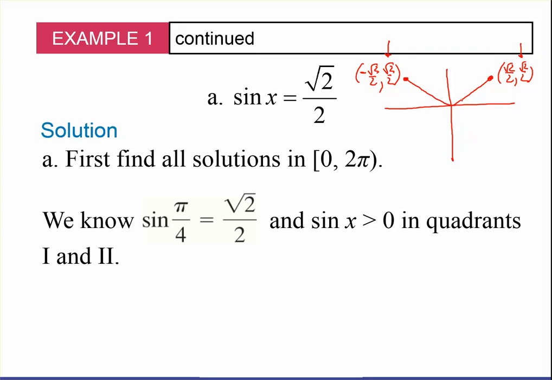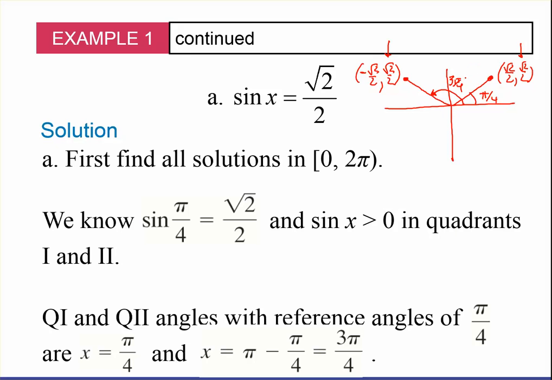So first answer is pi over 4. Ooh, second answer. Anybody got this one right here? 7 pi over 4? No. 3 pi over 4. Awesome. Yep, this one's a 3 pi over 4. All right, so here we go. In quadrants 1 and 2, here's my first angle. x is pi over 4. And the second angle gives me 3 pi over 4.